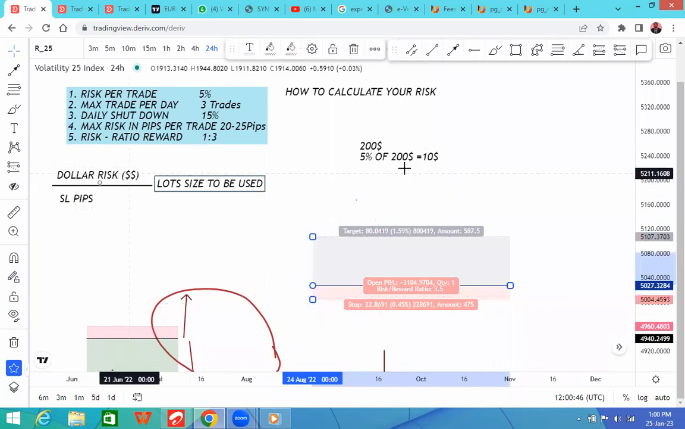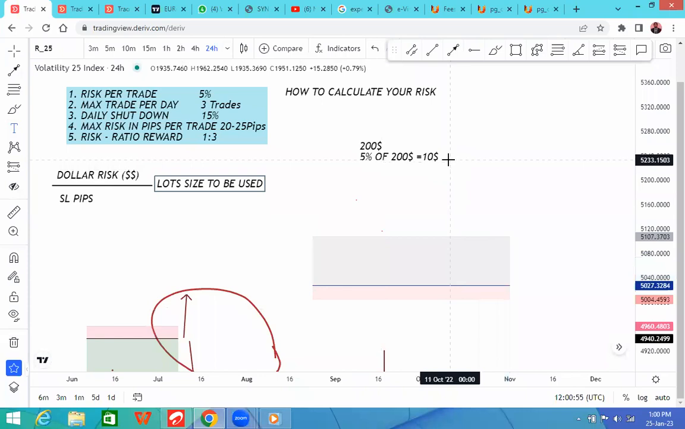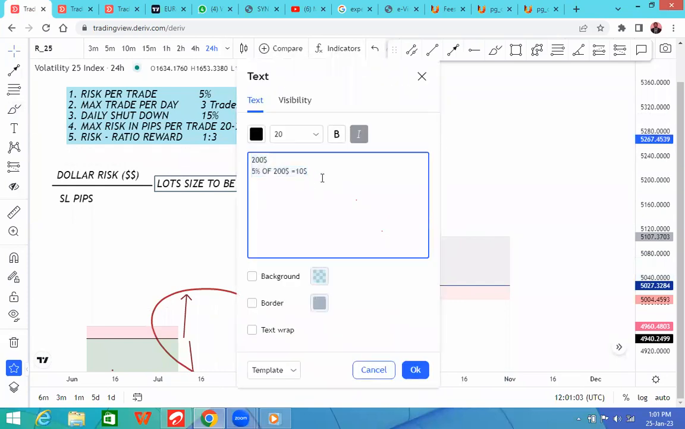So this formula says divide the dollar risk. So I'm going to say 10 divided by 22.86. My risk on this trade is $10, we already know that. So following this formula, $10 divided by stop loss pips. The stop loss pips here is 22.86. So $10 divided by 22.86.